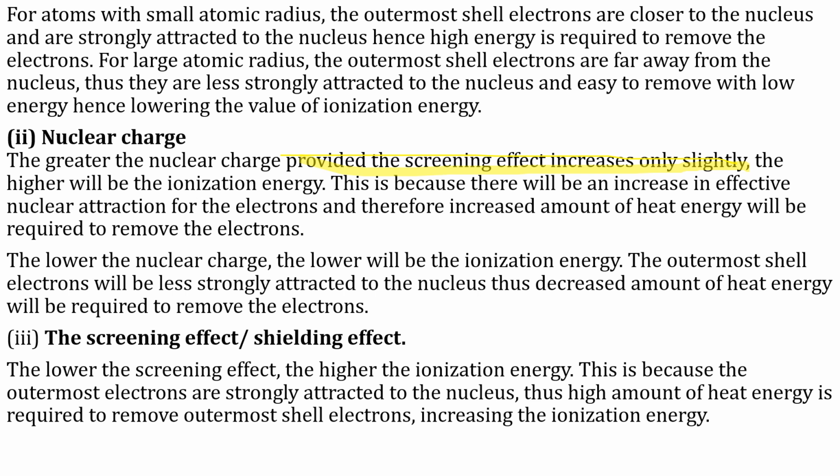So, screening effect we expect it to remain almost constant across the period, but we expect it to increase down the group. That's why we are saying that the lower the screening effect, the higher the ionization energy. And the reason behind that is because outermost electrons are strongly attracted to the nucleus. And once outermost electrons are strongly attracted to the nucleus, that means that higher amounts of energy will be required to remove an electron from such an atom or ion, increasing its ionization energy.